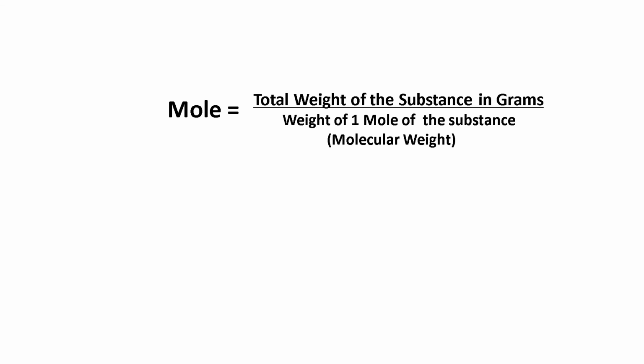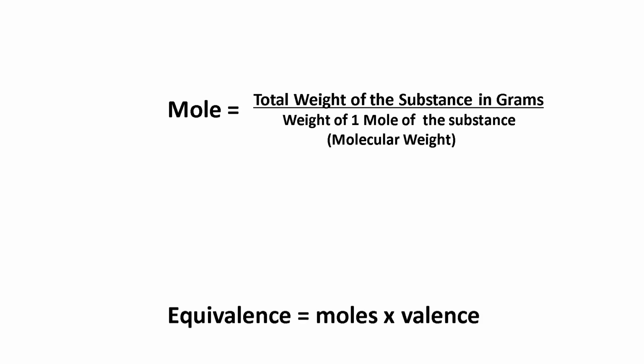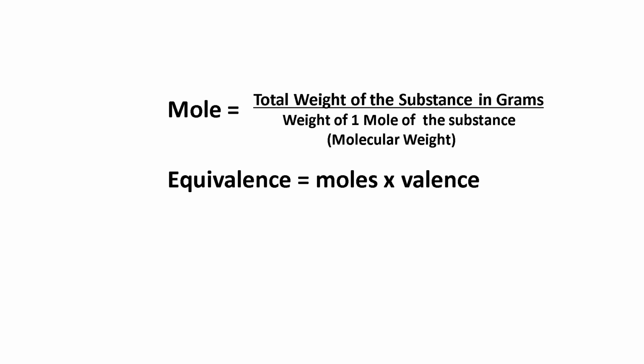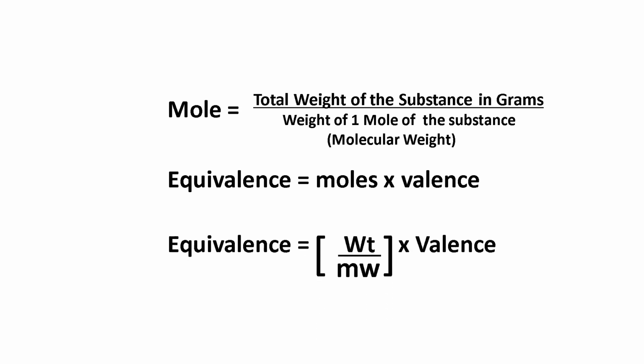Mole is equal to total weight of the substance in grams divided by the weight of 1 mole of the substance. 1 mole means molecular weight. Equivalence is equal to moles multiplied by the valence. So equivalence is equal to weight divided by the molecular weight multiplied by the valence.